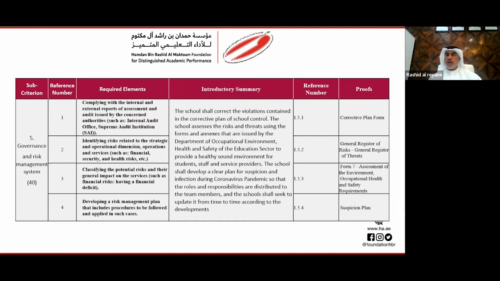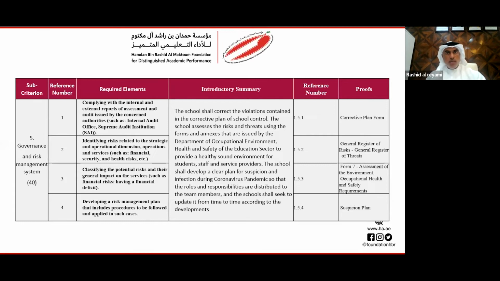The school should develop a clear plan for suspicion and infection during the coronavirus pandemic so that the roles and responsibilities are distributed to the team members, and the school should seek to update and inform in time according to the developments. This is what they have done, and this is their summary.